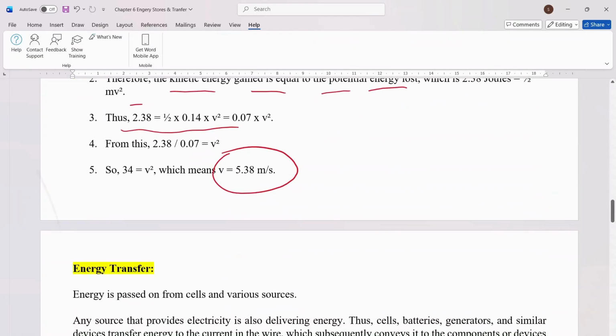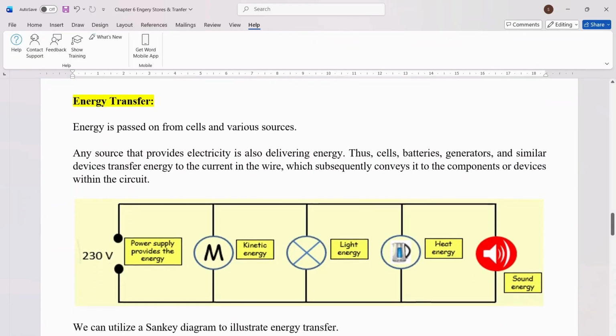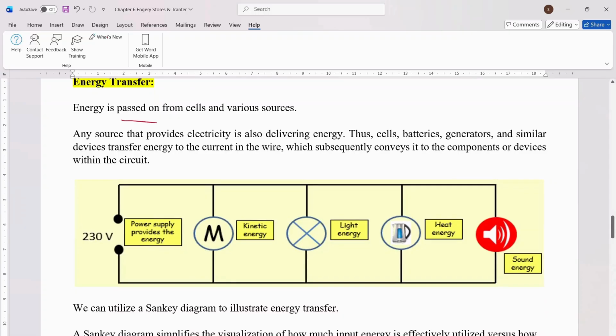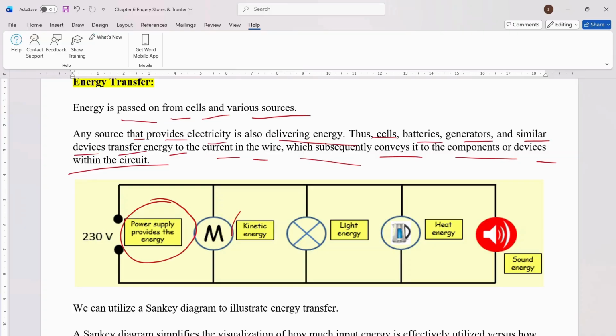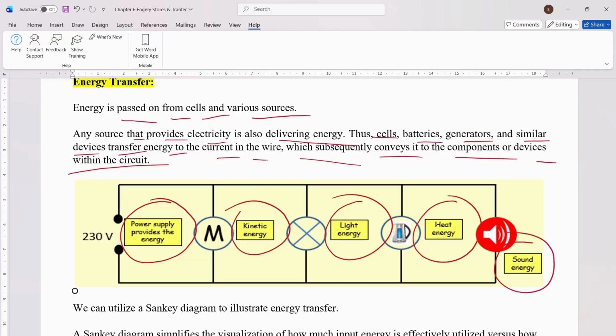Let's talk about energy transfer. Energy is passed on from cells to various sources. Any source that provides electricity is also delivering energy. The cells, batteries, generators, and similar devices transfer energy to the current in the wire, which subsequently conveys it to the components or devices within the circuit. You can see here power supply provides the energy. There is kinetic energy, light energy, heat energy, and also sound energy.